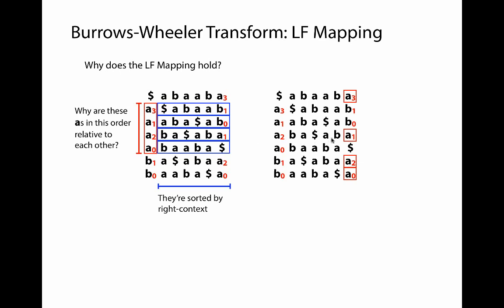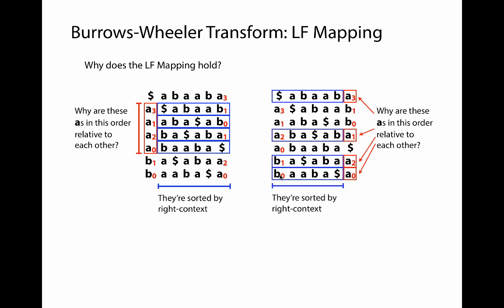Now let's look at these A's over here, the A's in the last column. Why are these A's in this relative order? Well, these are in the last column of the Burrows-Wheeler matrix, so they're being sorted by the characters that come to the left of them, but those are also their right contexts. So this string, and this string, and this string, and this string, are in that relative order because the entire matrix is just a sorted list of rotations. So why are these A's in this order relative to each other? Again, because they're sorted by their right context.